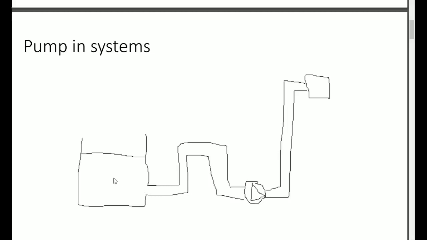And finally, we have a certain height that will require some energy, because here it starts in the bottom and here it ends on the top.